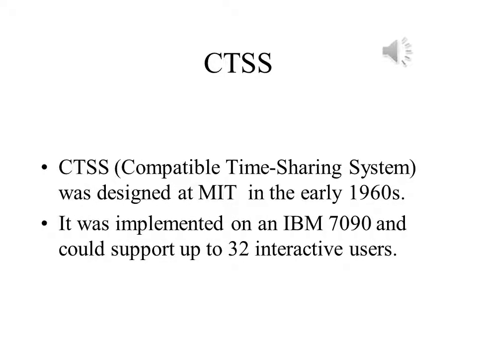The first practical time-sharing system was CTSS, the Compatible Time-Sharing System, which was developed at MIT in the early 1960s. Although its capacities were limited, it could actually support 32 users at the same time, and demonstrated that interactive computing was practical. CTSS was still in use as late as 1972.